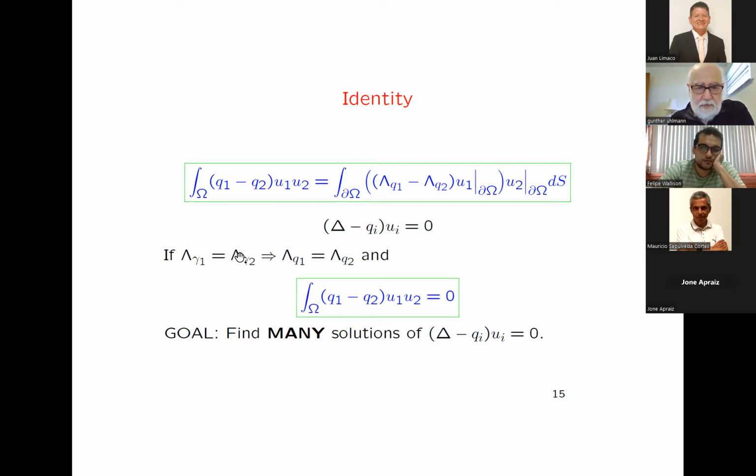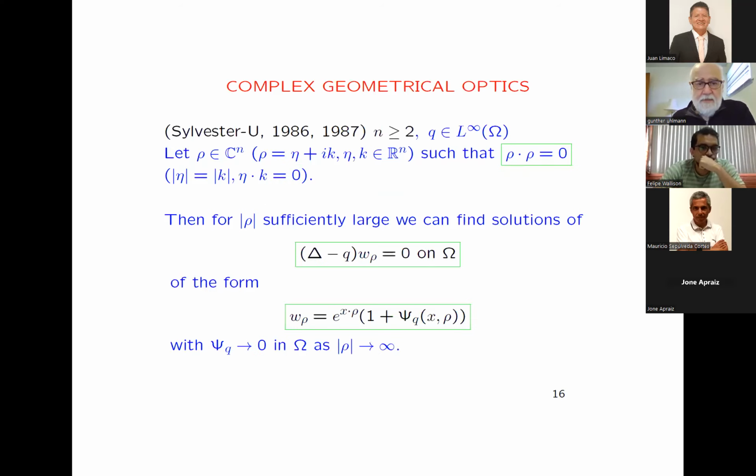For instance, for uniqueness, you want to show that if lambda Q1 equals lambda Q2, then Q1 equals Q2. And for stability, if these maps are close, then you want to show that the potentials are close. And for reconstruction, you can take Q2 a non-potential, for instance 0, and you try to reconstruct the potential Q from lambda Q. But in any one of these cases, you want to find many solutions of the equation. But this is an elliptic equation. So how to find solutions? That's the crux of the matter.